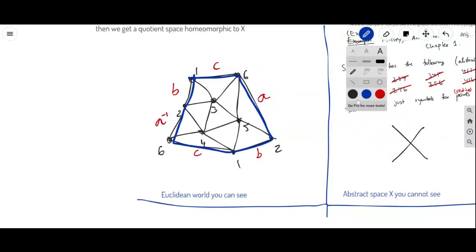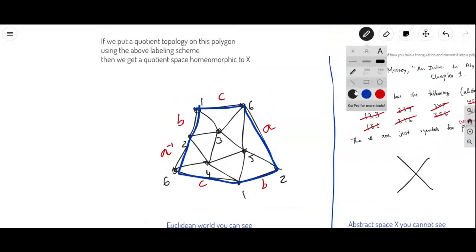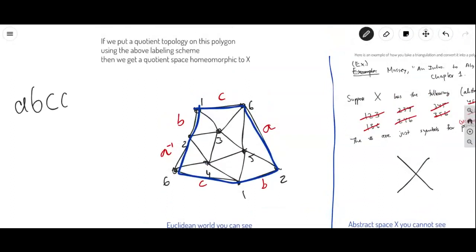That's what you get. You see, in the end, the labeling code is A, B, C, A inverse B, C. That's what it is. So this is the labeling code. So X would therefore be homeomorphic to the combinatorial surface you get with this kind of labeling code, with that kind of gluing code. So that's the way you do it. That's the procedure.